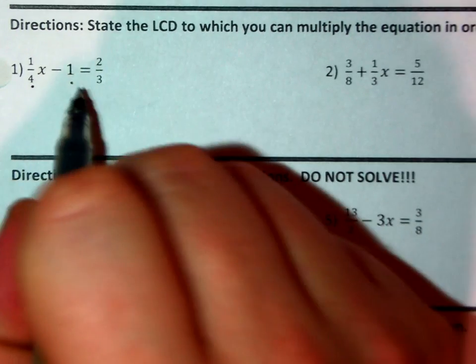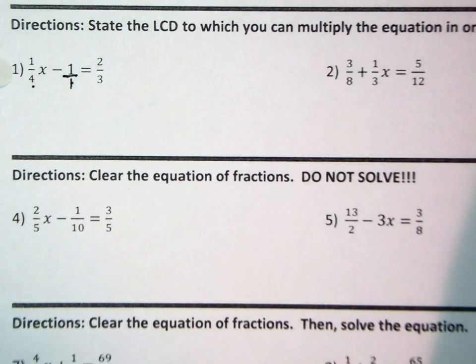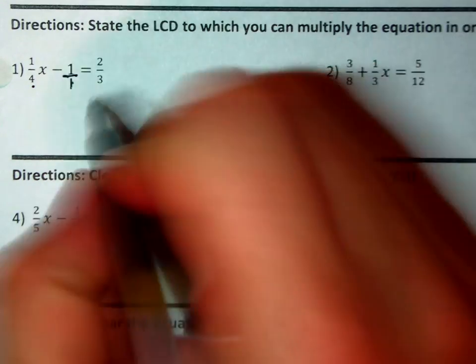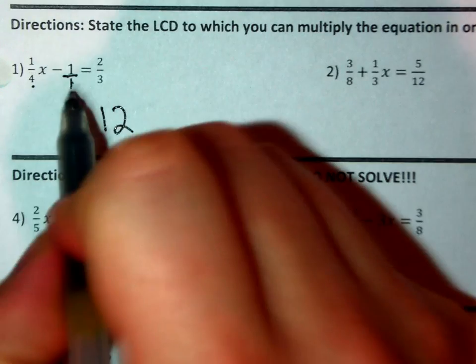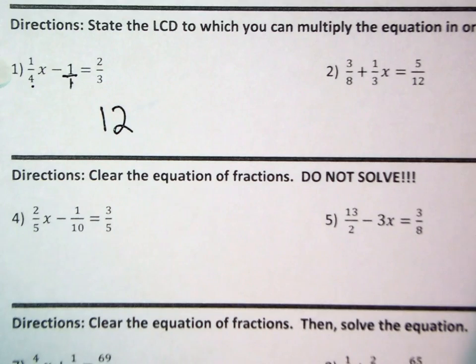Least common denominator for number 1. I have a 4, a 3, and a 1. So my least common denominator would be 12. 4, 1, and 3 all go into 12 evenly, and that's the lowest number that would occur.